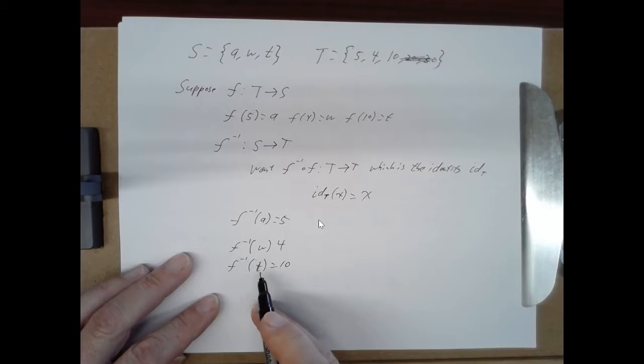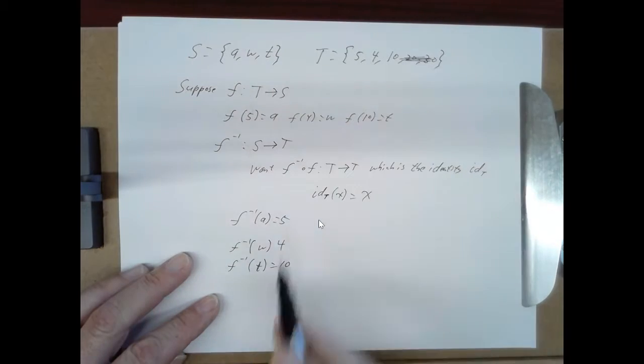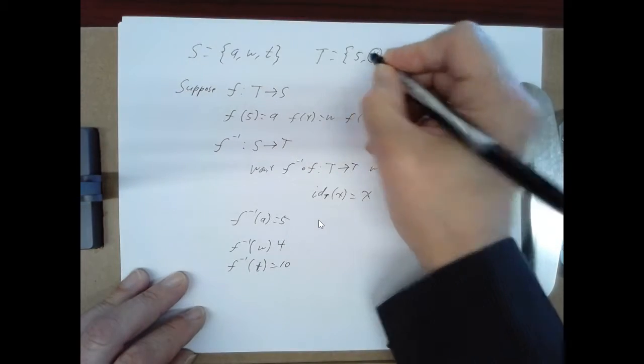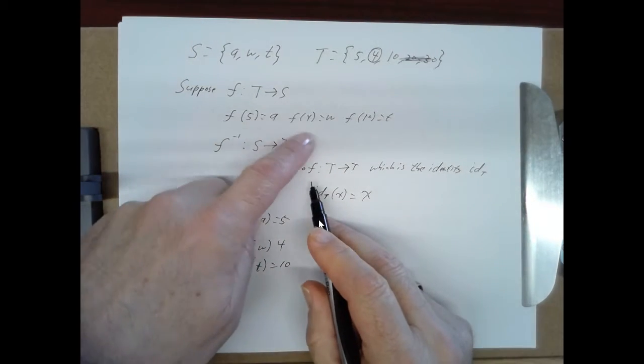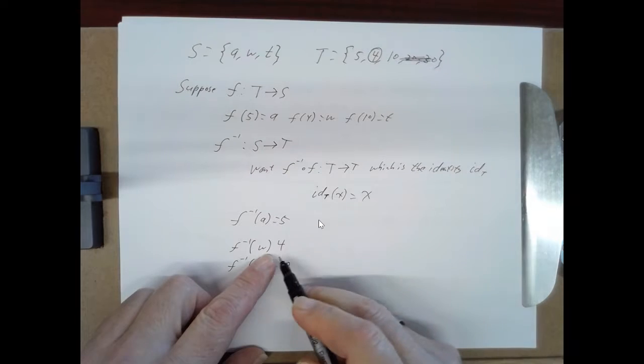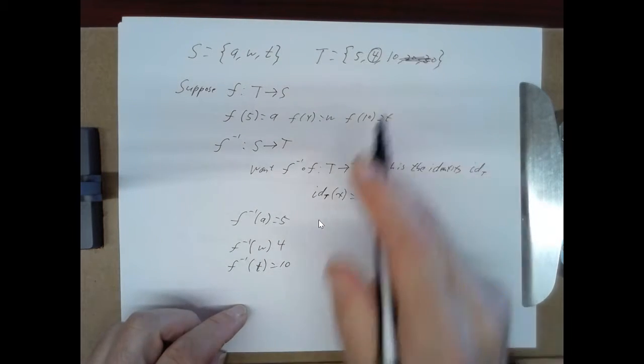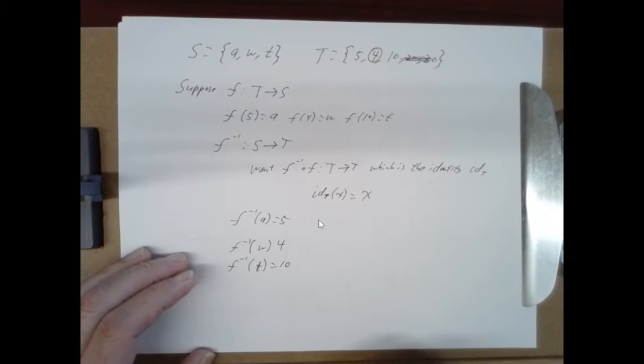And now f inverse maps from S to T. And if we start with any number in T, let's say we start with 4, if we apply f to it, we get W. If we apply f inverse, we get back to 4. And that works for all the elements in T. That makes it an identity.